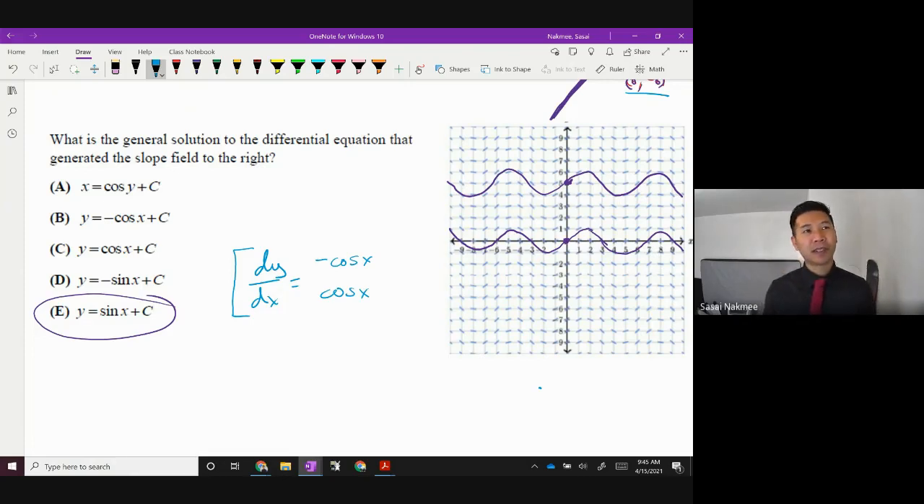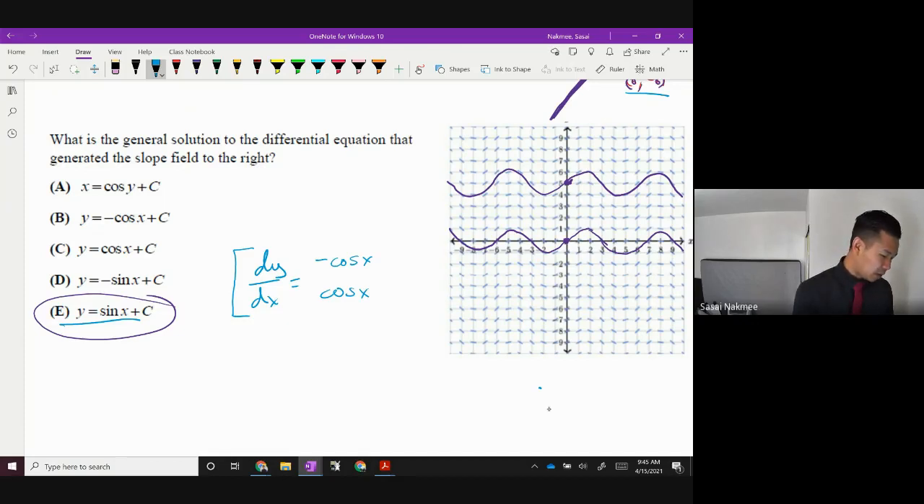I'm hoping everybody is noticing that. We're talking about derivatives of these functions, right? That's what this differential equation is. It's the derivative of a particular function. Now, here's the thing. What's the function? What's the original function in this case? The original function is not cosine. The original function is sine.